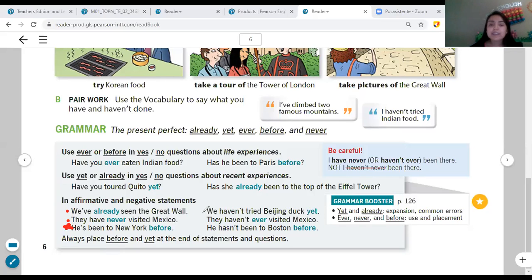We haven't tried the Beijing duck yet. They haven't ever visited Mexico. This is the same as never. Haven't ever or never. He hasn't been to Boston before. So let's remember that we are going to use yet and already for recent past experiences and ever and before for life experiences. And always place before and yet at the end of the statement.